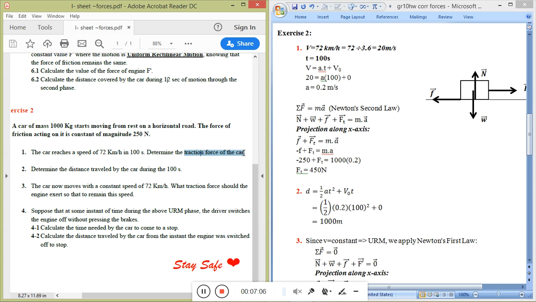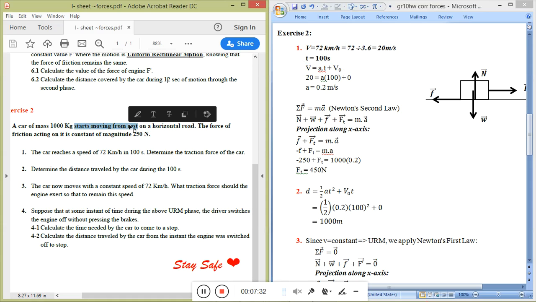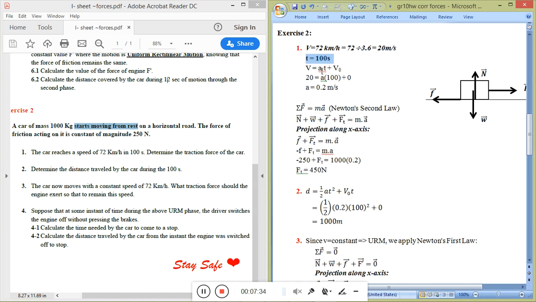Determine the traction force. To determine the traction force, you must apply Newton's second law. But before that, we should have the acceleration. We don't have the acceleration given in the question, so we first have to calculate it. How can we do it? Using time equations. Now we have the final velocity, we have the time, and the initial velocity is 0 since it starts from rest. So applying this equation, V equals at plus V0, we can calculate the acceleration.